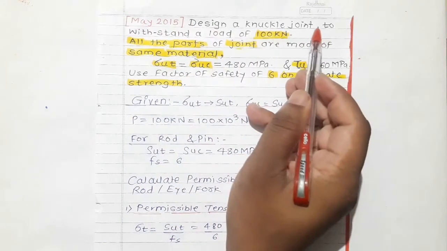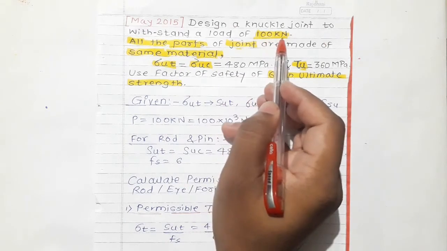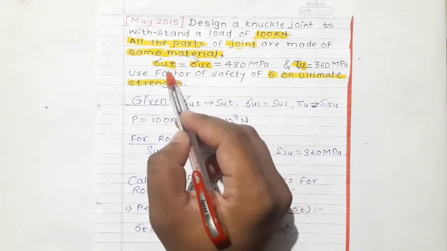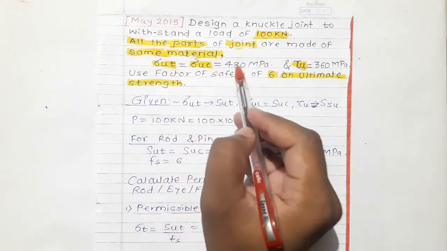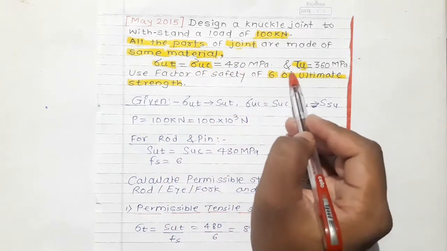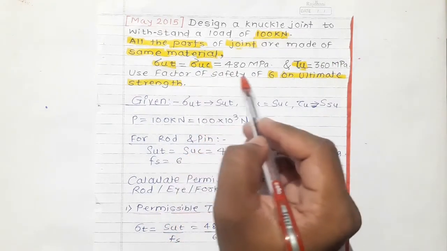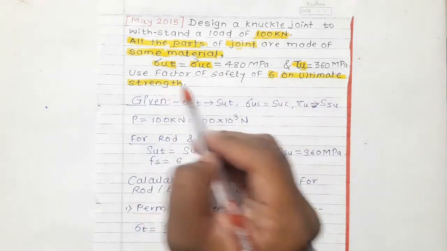Design a knuckle joint to withstand a load of 100 kilonewton. All the parts of joints are made up of same material. Sigma ut is equal to sigma uc is equal to 480 megapascal and tau u is equal to 360 megapascal. Use the factor of safety of 6 on the ultimate strength.